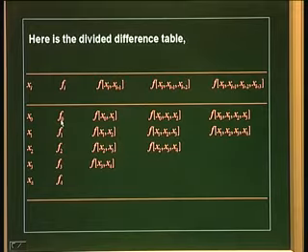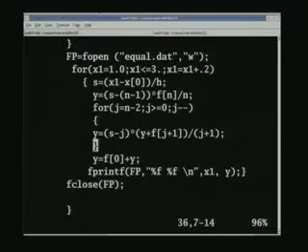So, the only difference so far between the equally spaced data and the unequally spaced data in the Newton's form is the construction of the divided difference, where we will not divide the function by x i plus 1 minus x i. Okay, that is the only difference. And then we have the nested form again in this form.